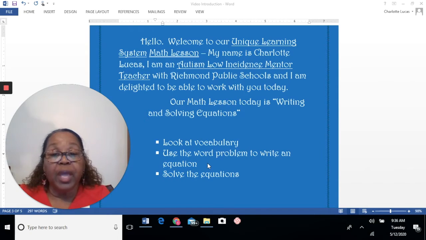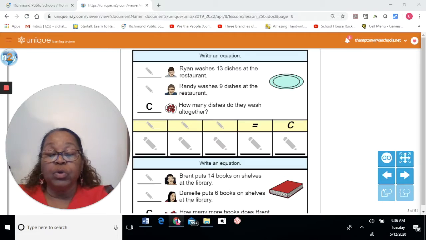We're going to look at some vocabulary. We're going to use the word problem to write an equation, and we're going to solve some equations. We have a lot to do, so let's get to work.